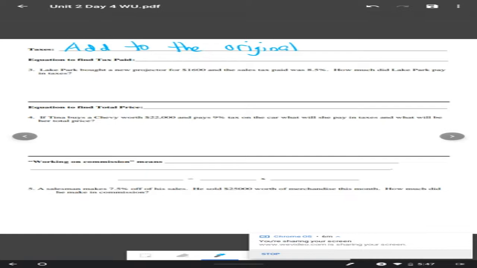So my equation, it's the identical same equation that we just used for sales or discount. We take the original price and we multiply it by my tax rate.